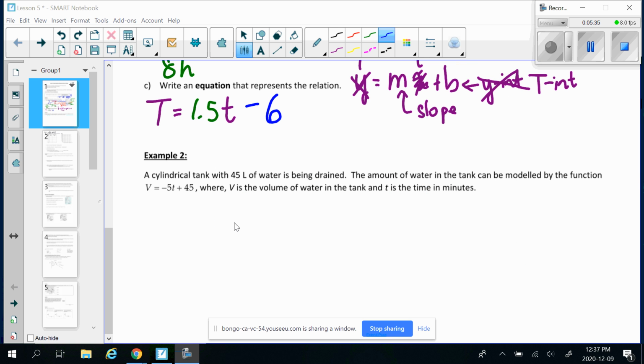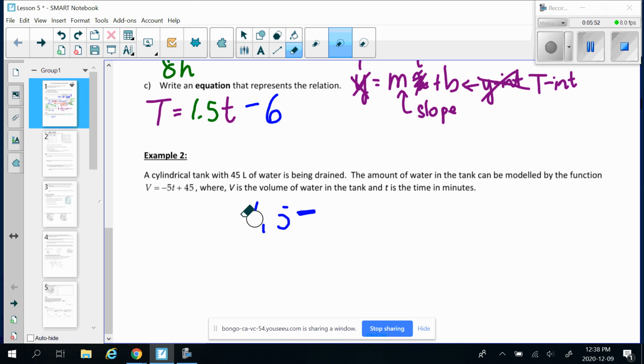In this example, we have a cylindrical tank with 45 liters of water, and it's being drained. So we started out with 45 liters, and then we are going to minus off a certain amount every hour. And they've given us an equation for that, and it's here. They've said that this is going to be negative 5t plus 45. So they're going to start with 45, and they're going to minus 5 liters every minute.